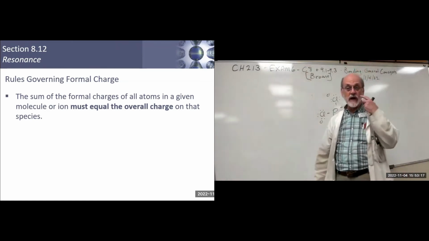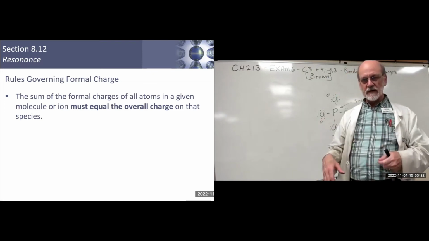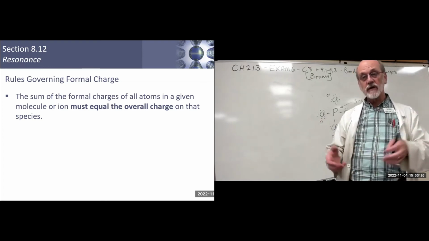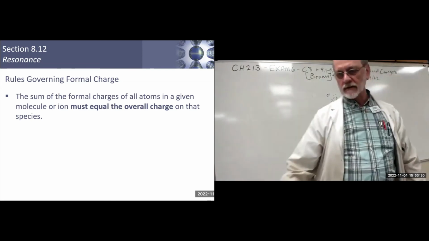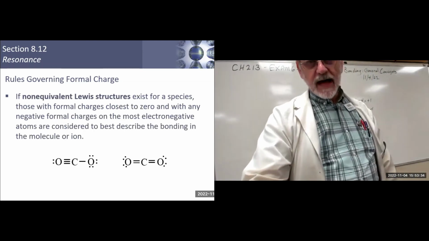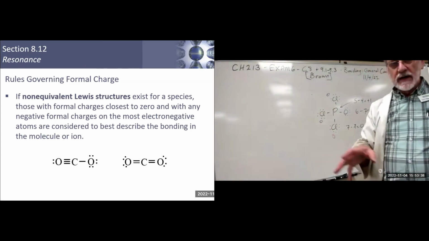That's similar to oxidation states, right? You have to add them all up. If the molecule is neutral, then they all add up to 0. If it's a polyatomic ion, then all the formal charges add up to the charge. And here are non-equivalent Lewis structures like we drew before.